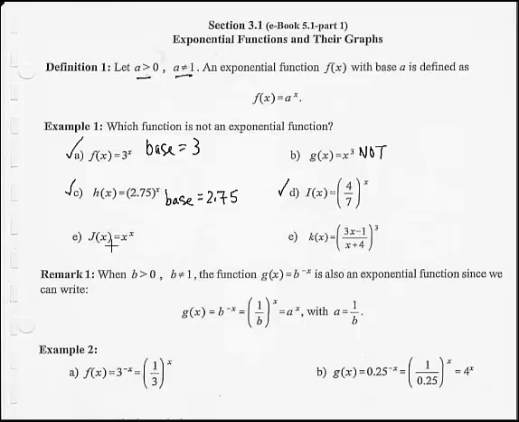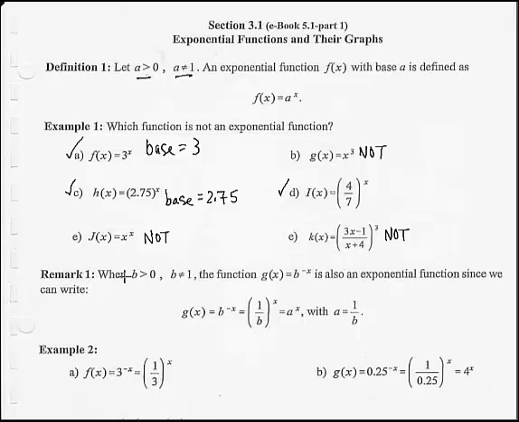E, we have j of x equals x to the x. This is not exponential. We want a number as our base, not an expression involving a variable. F, k of x is 3x minus 1 divided by x plus 4, to the third power. This is also not exponential. We want our base to be a number only, not an expression involving a variable.